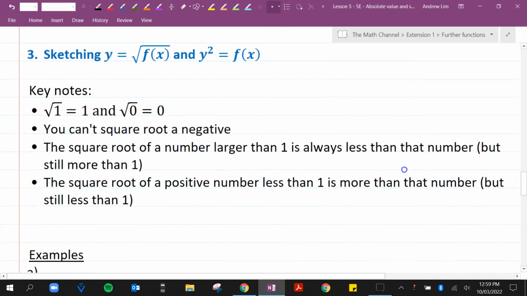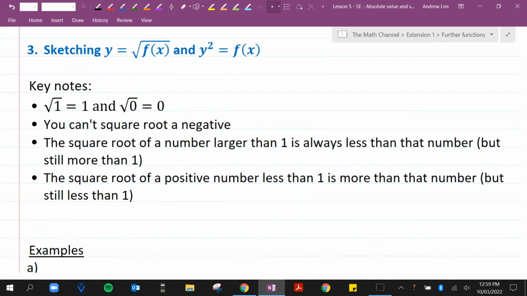Let's have a look at the last part of this lesson, which is sketching y equals the square root of f of x, and y squared is equal to f of x. So here's some keynotes. Root 1 is just 1, and root 0 is just 0. You can't square root a negative, so anything below the x-axis will disappear. The square root of a number larger than 1 is always less than that number, but still more than 1. And the square root of a positive number less than 1 is more than that number, but less than 1.